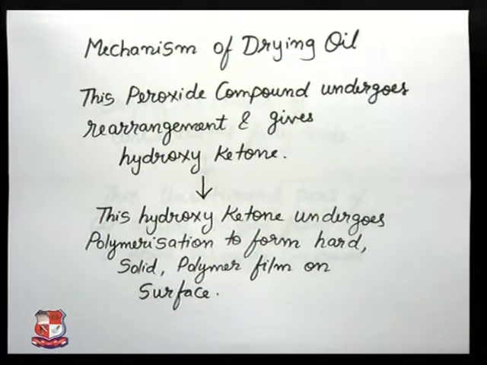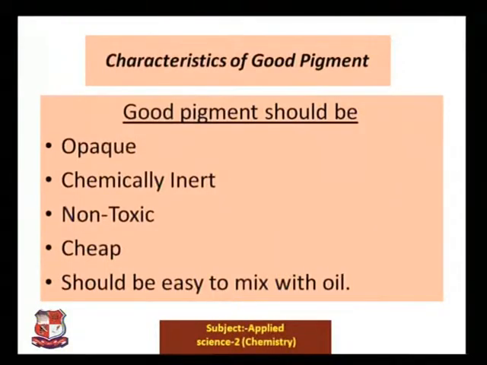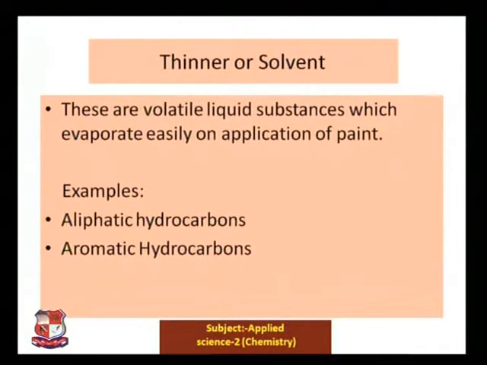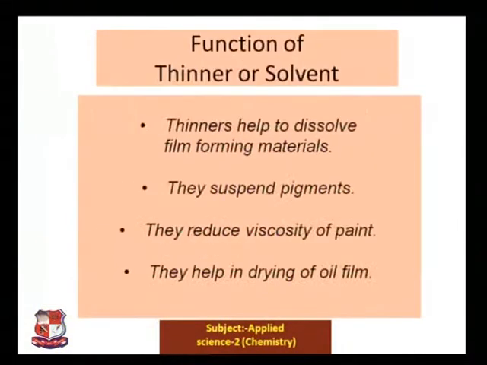Coming to the characteristics of good paint, we have seen that good paint should be opaque, chemically inert, non-toxic, cheap, and should be ready to mix with oil. Also we have seen the role of the thinner, that is the solvent. What is the role of the thinner? This thinner will help your paint to dry quickly, and for that aliphatic hydrocarbons and aromatic hydrocarbons are used. Then we have the function of thinner. Why are these thinners important? They suspend the pigment, and they control the viscosity of the paint.